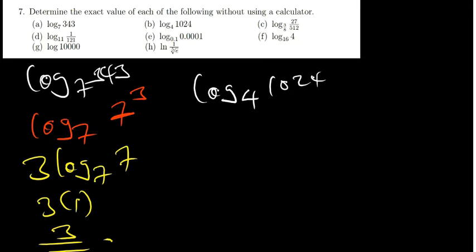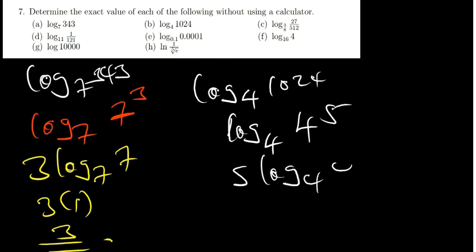So in short, what I'm trying to say is 4 raised to the power 5. So I'm going to say log base 4 of 4 to the power 5. If you do 4 to the power 5, it's going to give us 1024. So with the property of logs, I'm going to shift 5 to the front, giving 5 log base 4 of 4. This part is going to give us 1. Without using a calculator, we can see that our answer is 5.